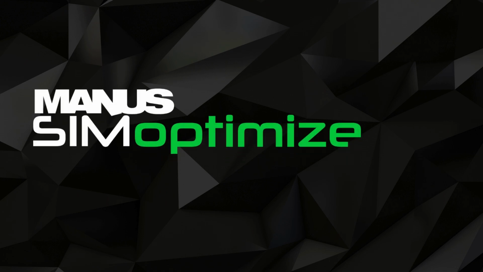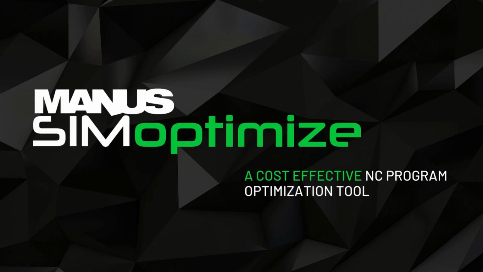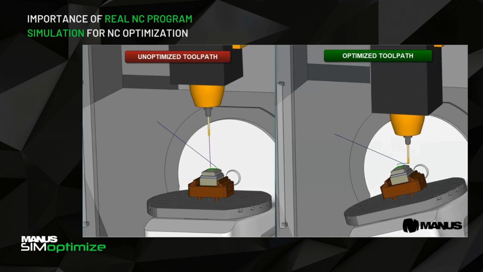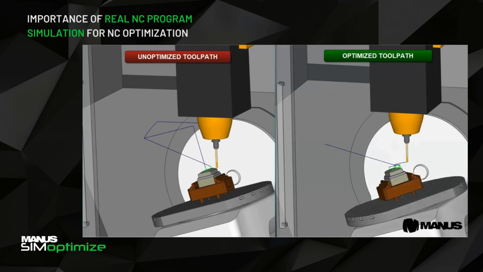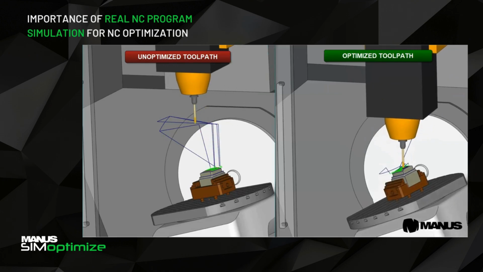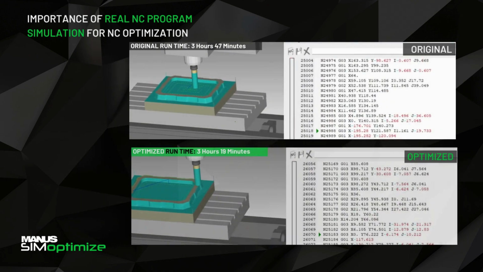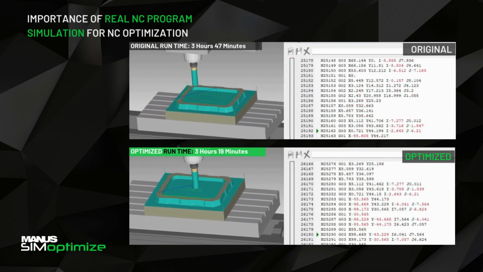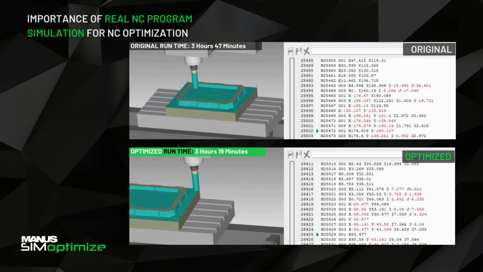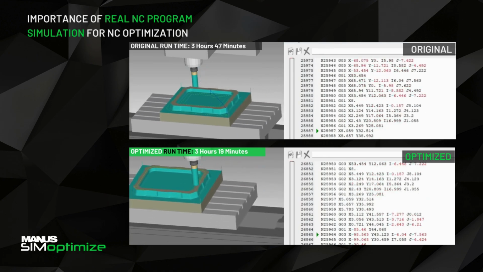Manus presents MANUSsim Optimize, a cost-effective NC program optimization tool that can reduce your machining times by 10% to 50%. The main reason for NC program optimization being a neglected topic is that, in order to optimize an NC program completely, one needs to know exactly what that NC program is doing inside the CNC machine. To achieve this, a CNC simulation software capable of simulating the real NC program is indispensable.